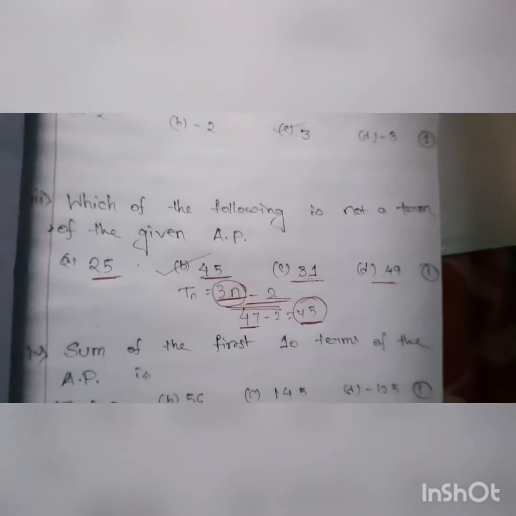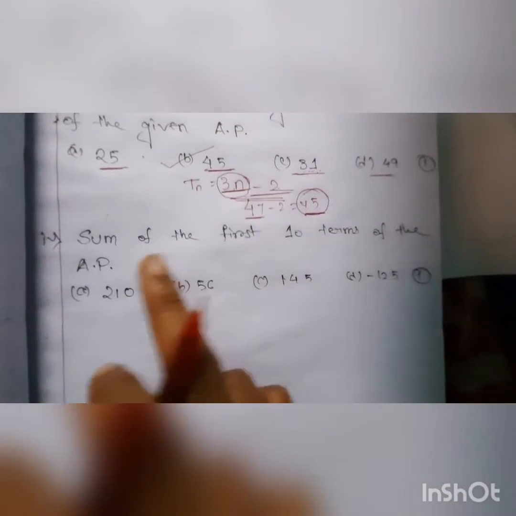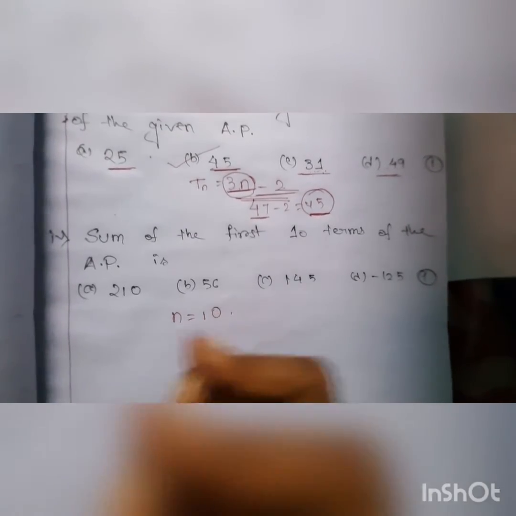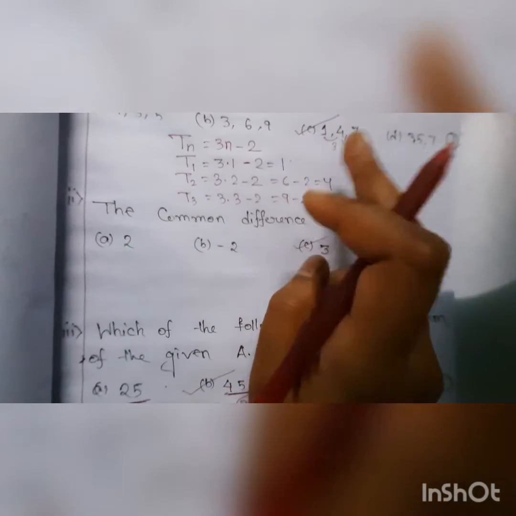Now question number 4. It is given the sum of the first 10 terms of the AP. Sum of the first 10 terms means here n is 10. You have to find Sn, where a is given. What is a? a is 1. The common difference d is 3.